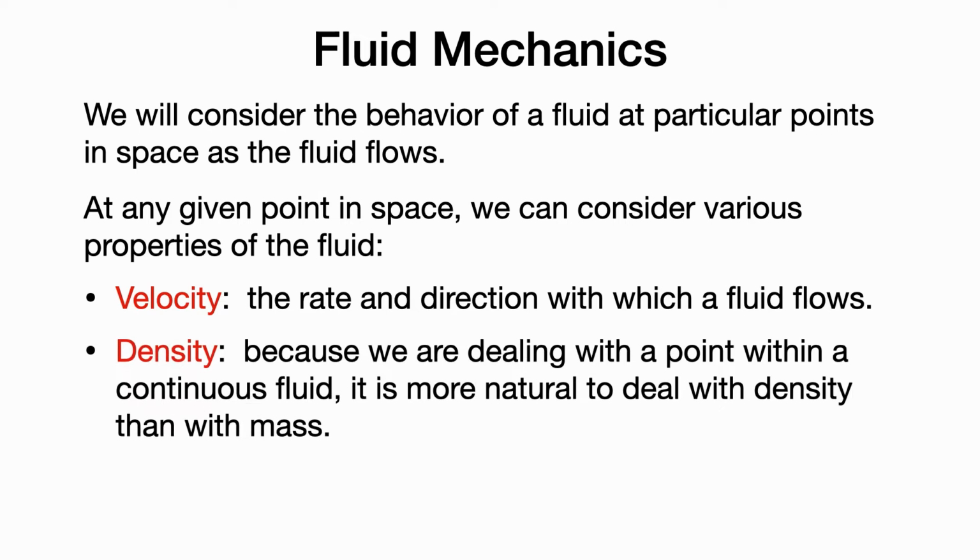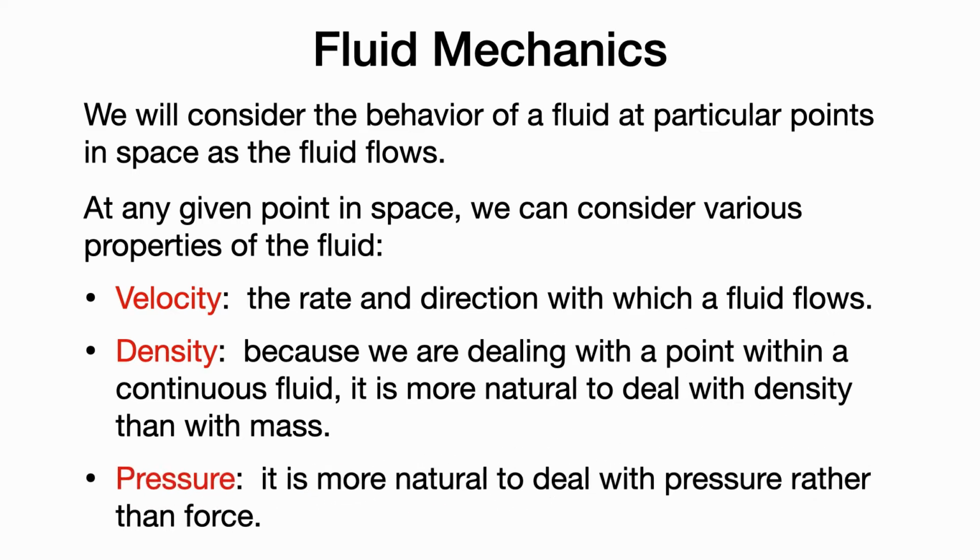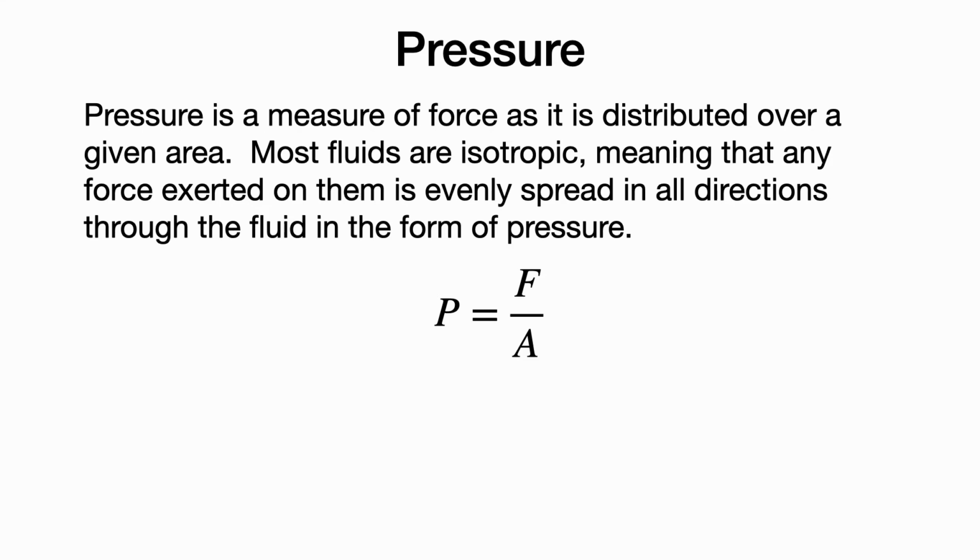Second is density. Because we are dealing with a point within a continuous fluid, it turns out to be more natural to deal with density than with mass directly. And finally is pressure. Again, it turns out to be more natural to deal with pressure rather than force. Pressure is a measure of force as it is distributed over a given area. Most fluids are isotropic. This means that any force exerted on them is evenly distributed in all directions through the fluid in the form of pressure.